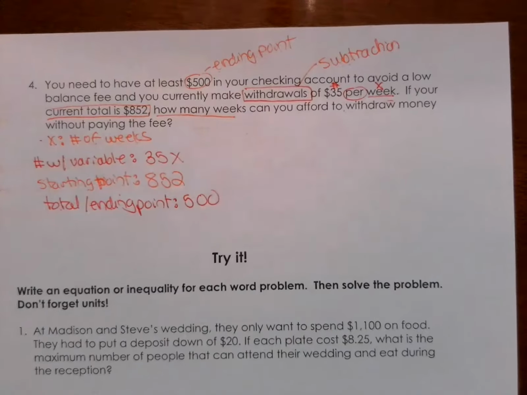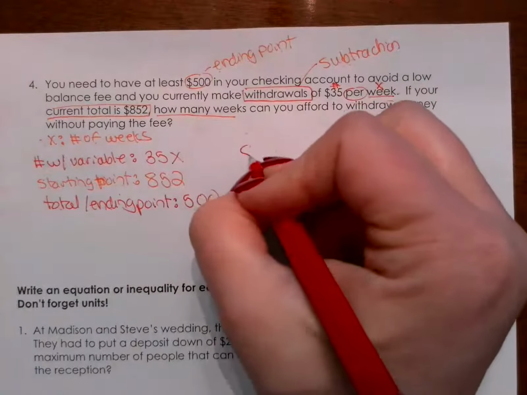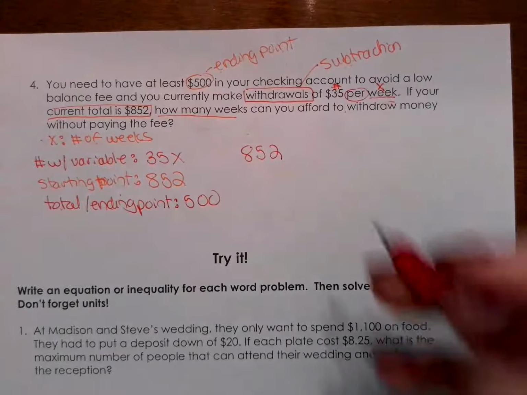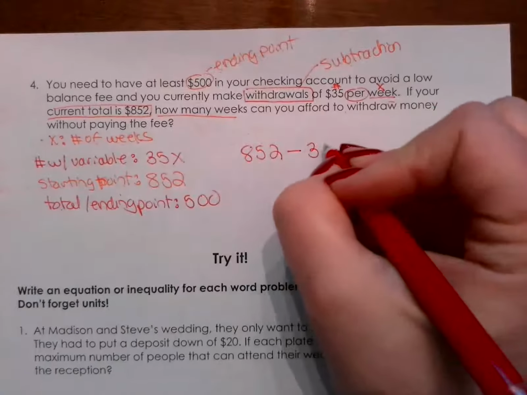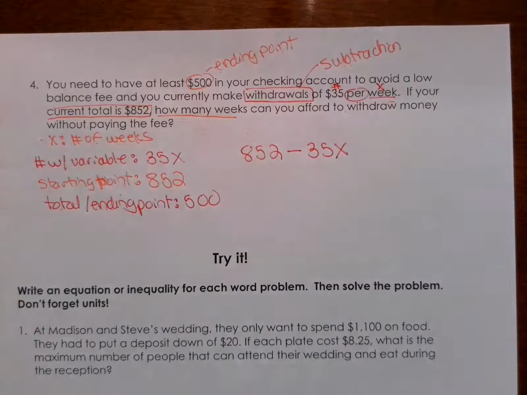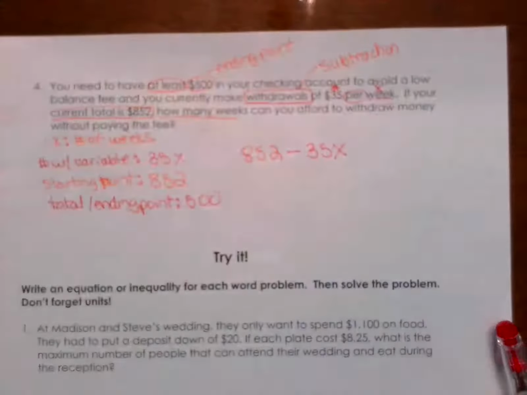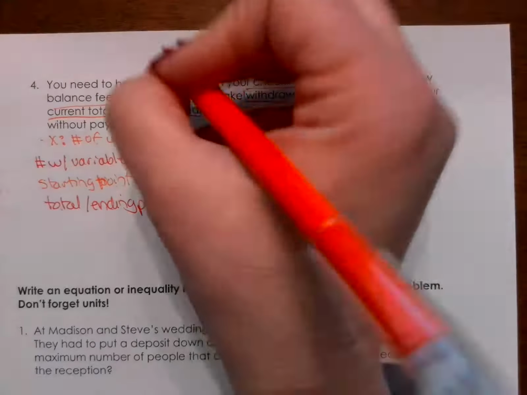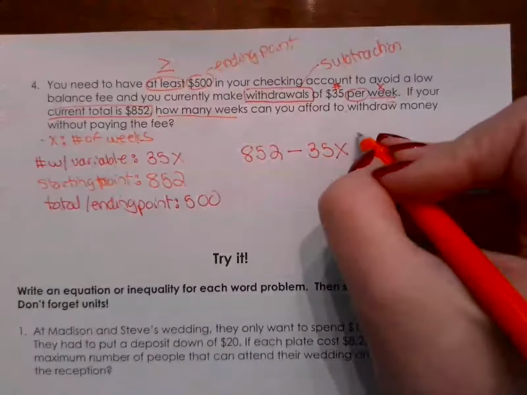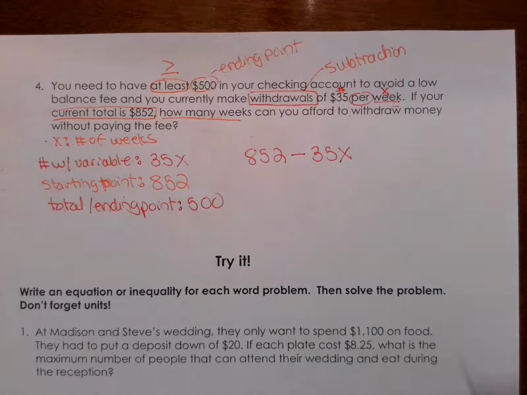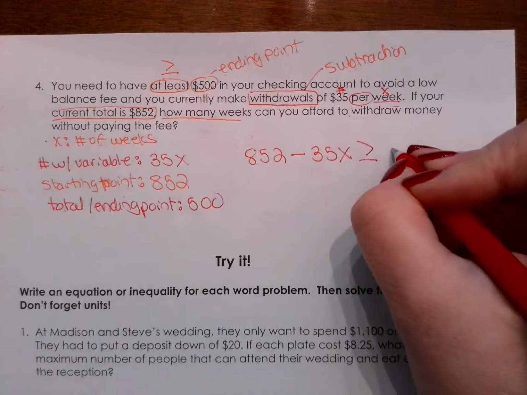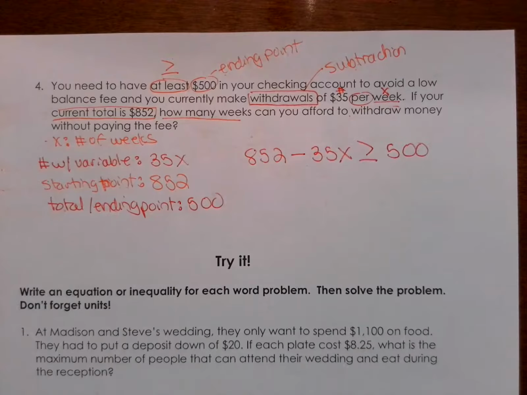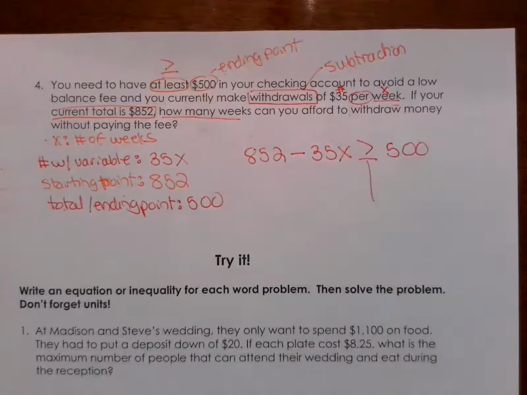Alrighty. So what I need to happen is, if I take my starting point of $852 and I subtract $35 times the number of weeks I withdraw, that has to be at least. Remember, at least represents a minimum amount. So I'm going to use the greater than or equal to symbol. That has to be greater than or equal to $500. So I've got my inequality, and I'm going to solve it.